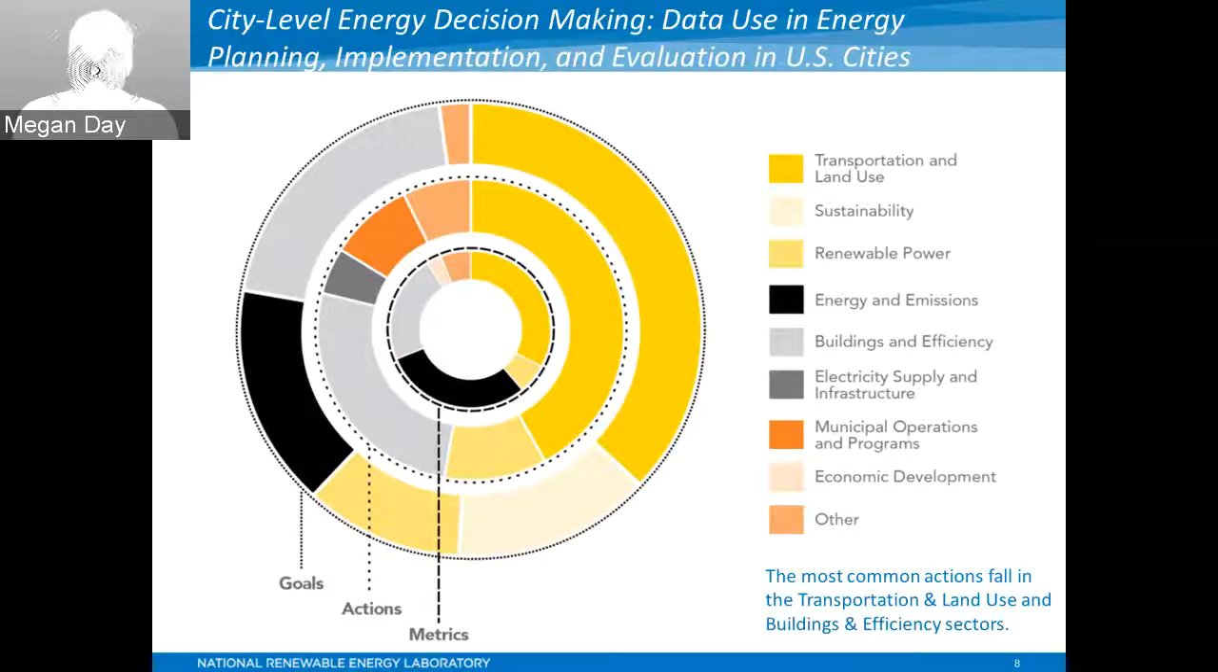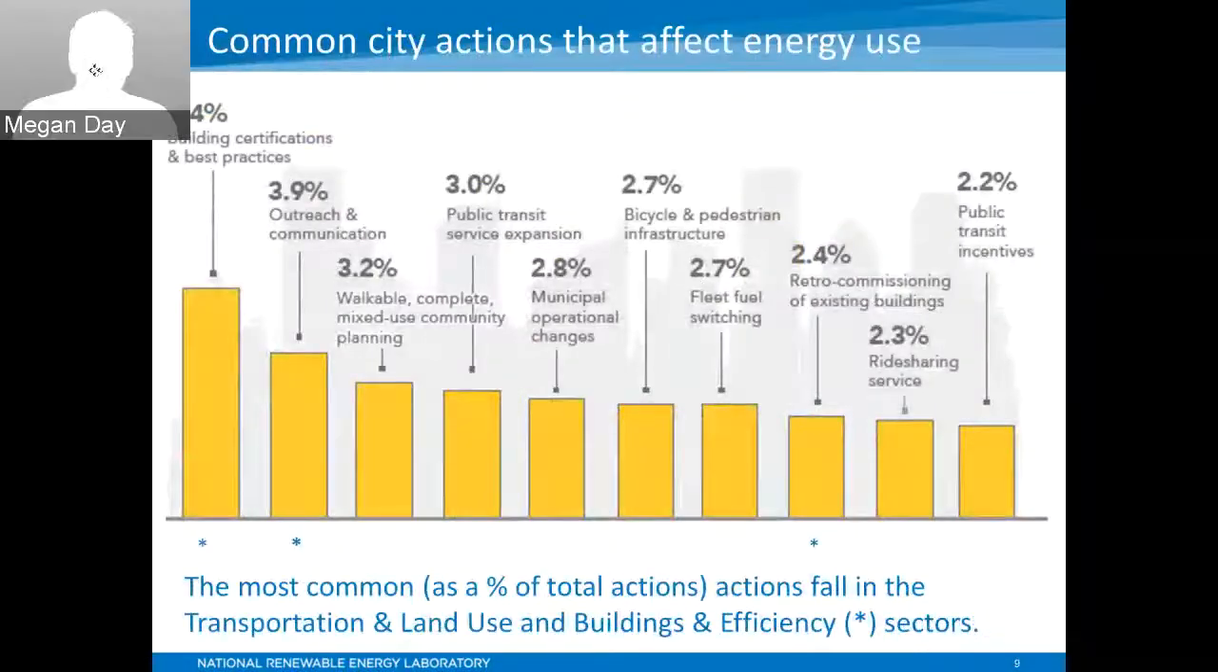And we found that those actions were focused on transportation and land use, as well as buildings and efficiency, as the two main categories where the highest level of actions were found, among the different kinds of actions and goals and metrics that we found. And here again, we have very long lists. Some cities had over 100 actions that they listed in their single plan.